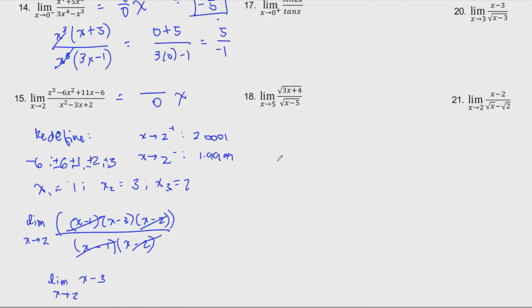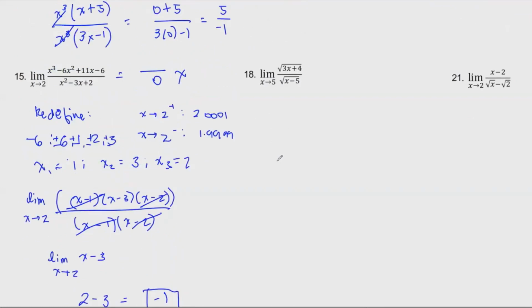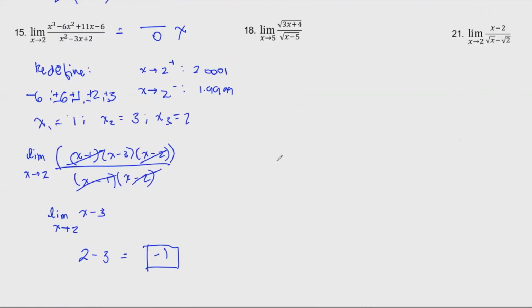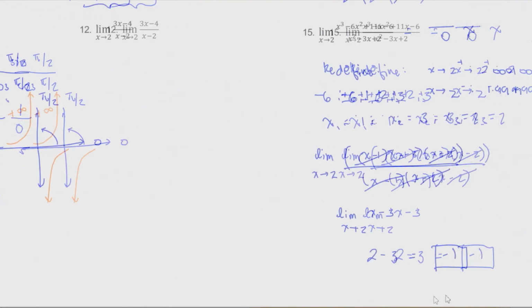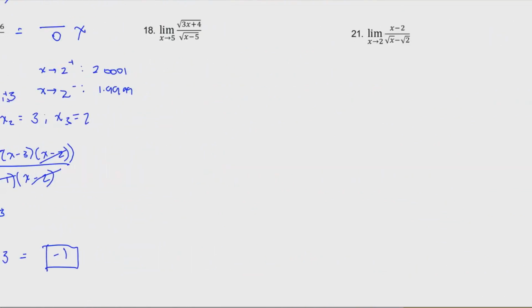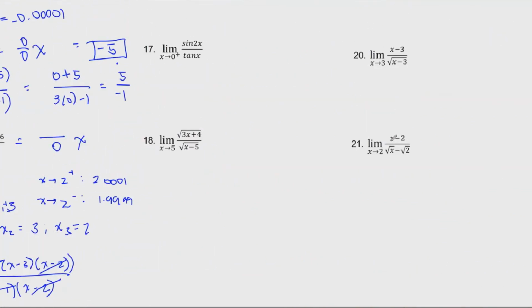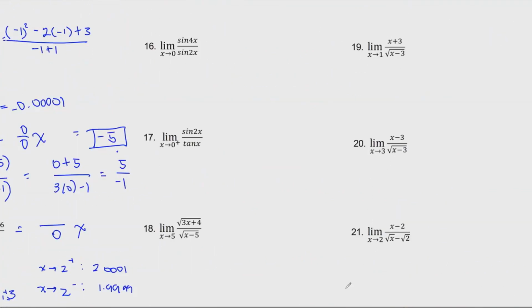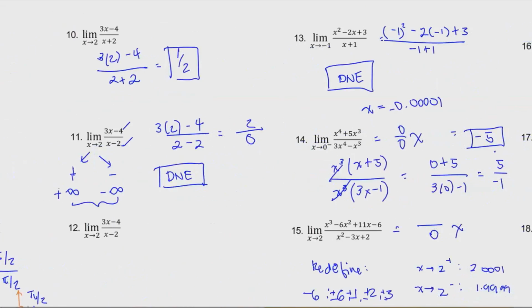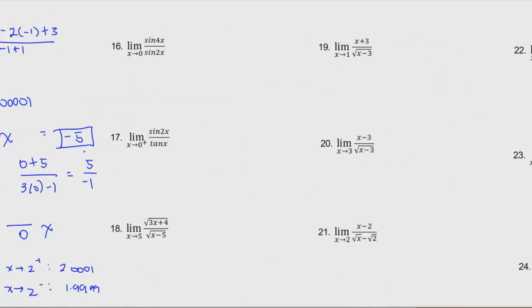And of course, you won't be getting exactly negative 1. Probably you'll be getting around negative 0.999 or negative 1.001, and that's okay. Because when we talk about limits, remember, these are not the exact values, but they are the values that the functions tend to approach. Okay, so now we're done.